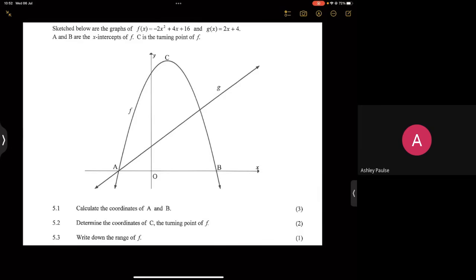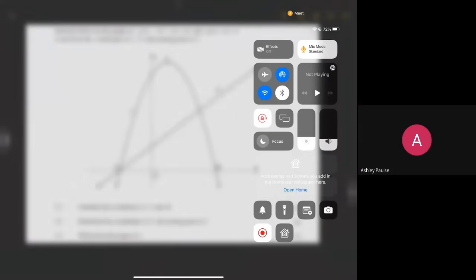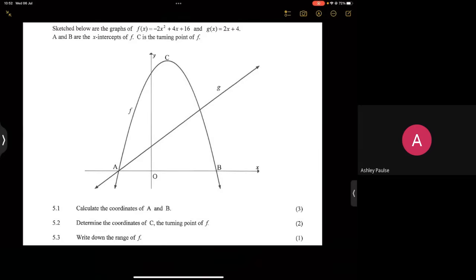Now, they say sketched below are the graphs of f of x equals minus 2x squared plus 4x plus 16, and you've got g of x, which is 2x plus 4. Let me just lessen the brightness there. They say A and B are the x-intercepts, and C is the turning point of f.